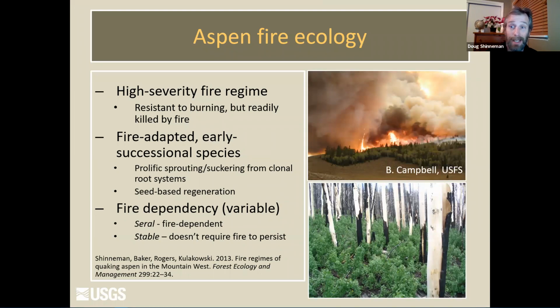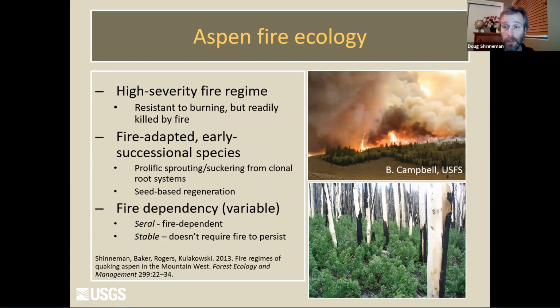So I'd like to review some basics about aspen fire ecology. Most fires occurring in aspen can be considered high severity, as aspen are easily killed by fire, especially in mixed aspen conifer stands where crown fires are common. Aspen is considered highly fire adapted, in part because it's often a prolific reproducer after fire.